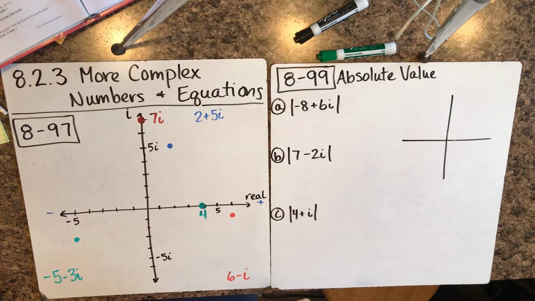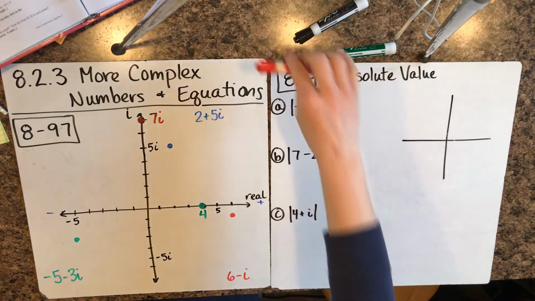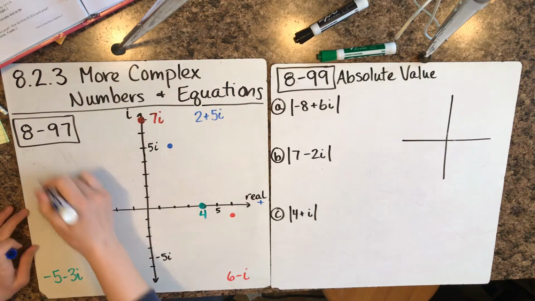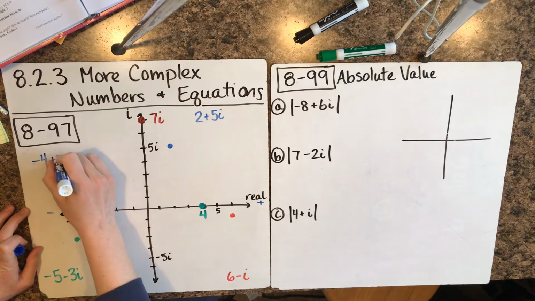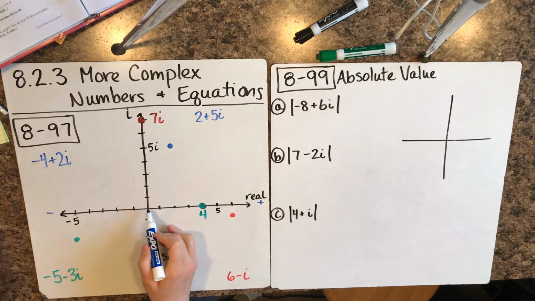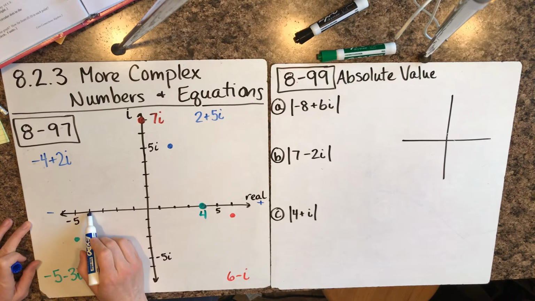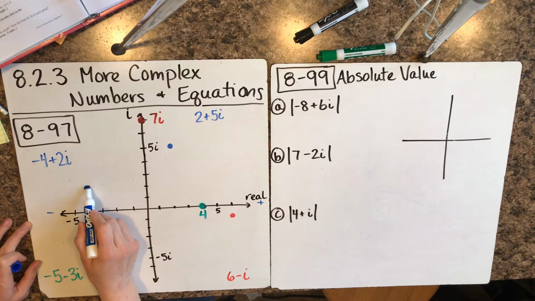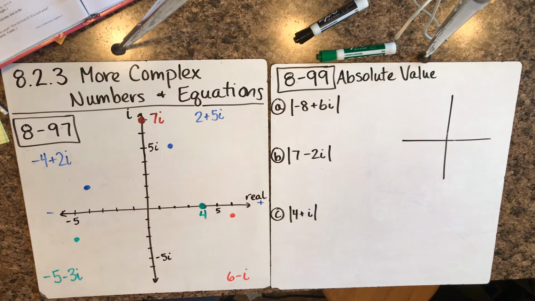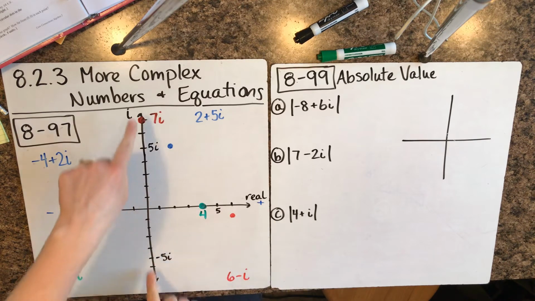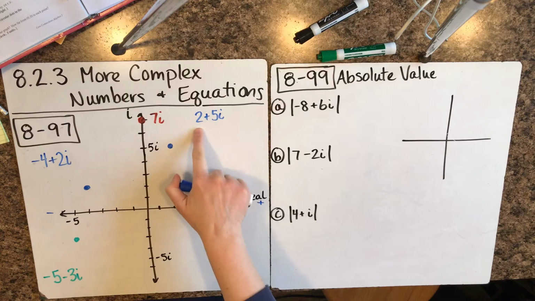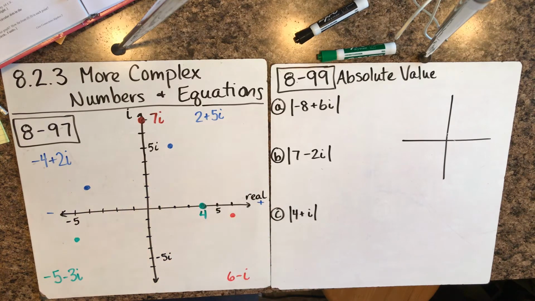And then the very last one is negative 4 plus 2i. Okay, negative 4 plus 2i. So I'm going to start at what we think of as the origin. I'm going to go left 4 because it's negative on the real, and plus 2 because it's positive in the imaginary. Okay, so how do we graph complex numbers? We use a real and an imaginary axis. Real part is first, imaginary part is second.